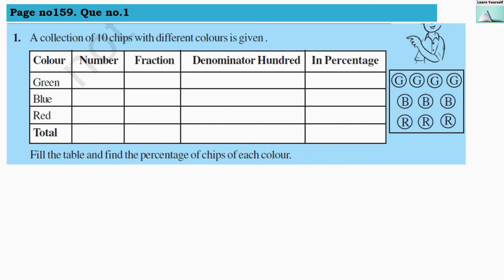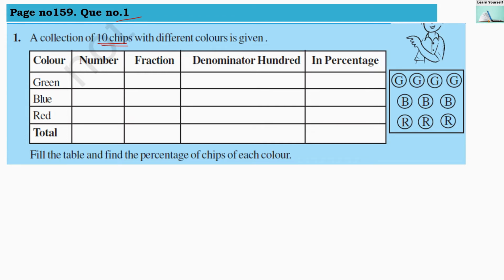Page number 159, question number 1. A collection of 10 chips with different colors is given. We have to write how many green chips there are, then represent it as a fraction. Then we have to make the denominator 100 and write it as a percentage.